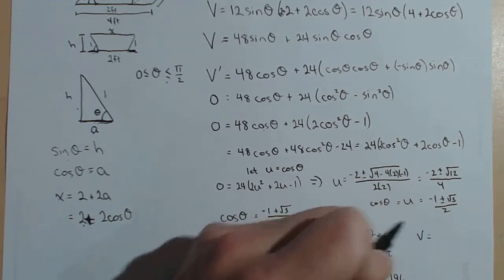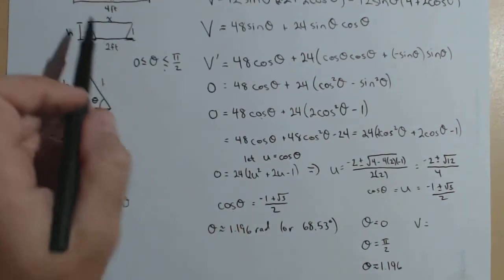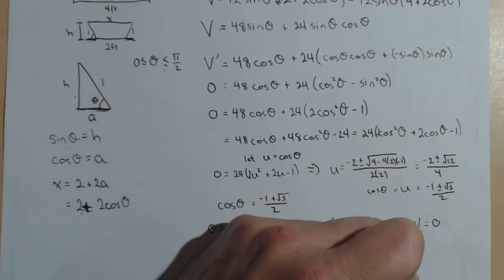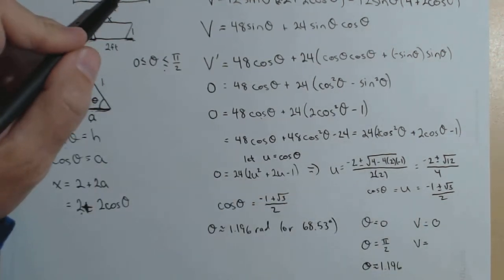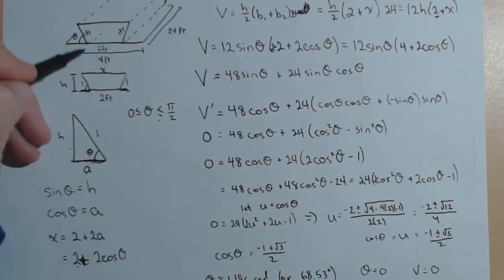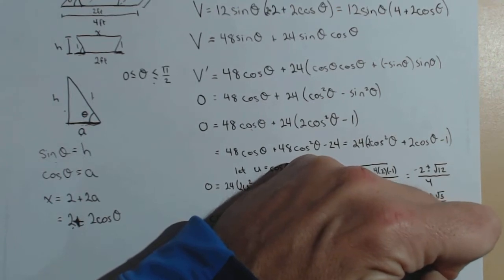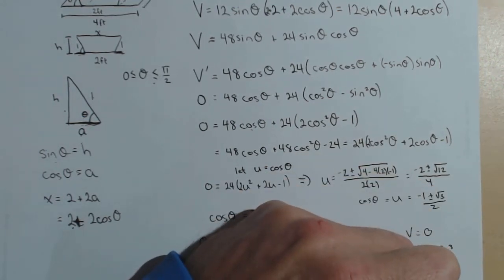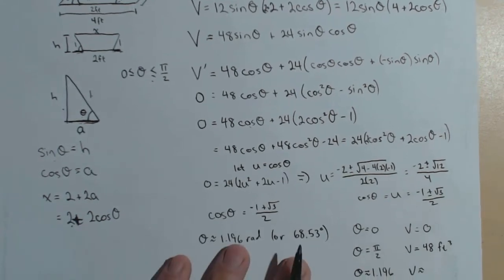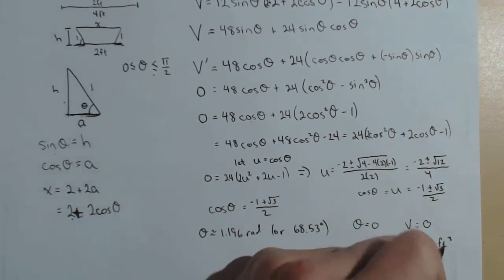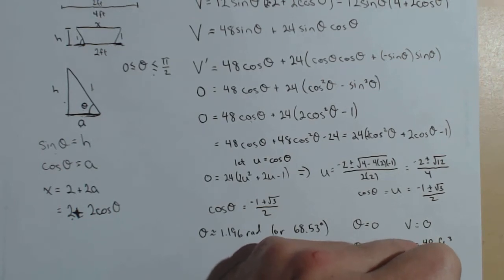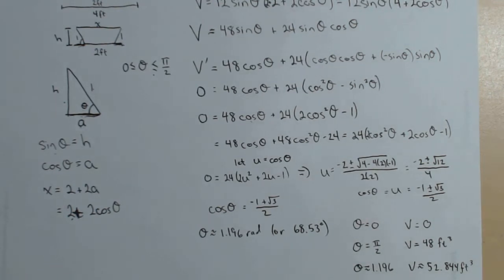If theta is 0, there is no box at all, so the volume is 0. If theta is pi over 2, it's just a rectangular box because these sides will be straight up, and it turns out that the volume would be 48 cubic feet. Finally, if it's about 1.196, that's where we're going to actually have our maximum volume, because it turns out the volume comes out to be 52.844 cubic feet. So, some interesting things going on in this problem. Hopefully this was helpful.